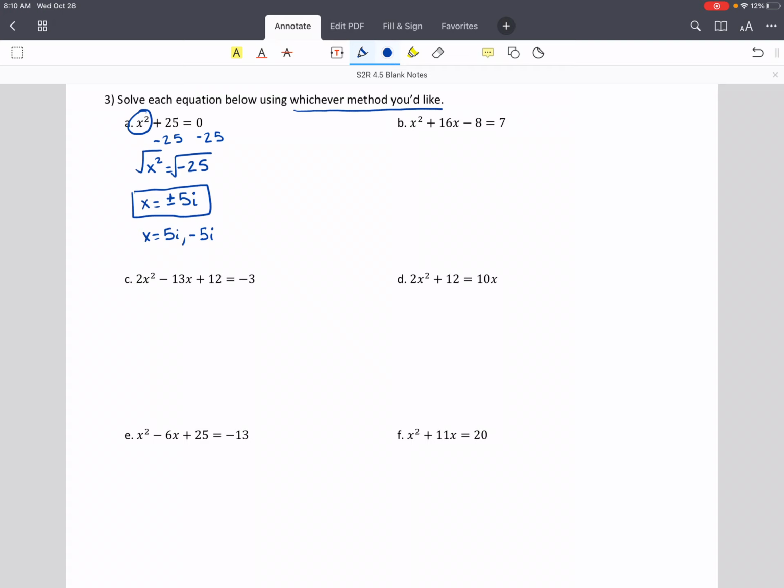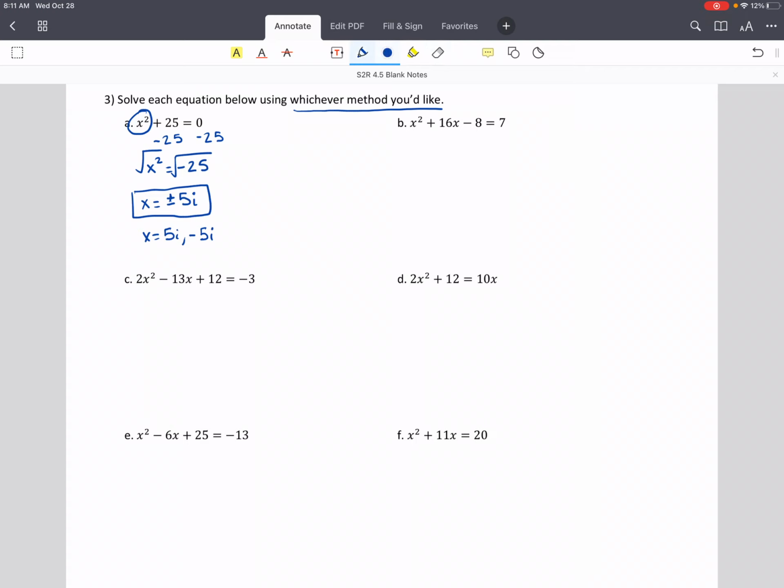Looking at part B, I can either go ahead and complete the square right now, or I can try to see if it's going to factor. If I want it to factor, I'm going to have to set this equal to 0 first. 16x minus 15 equals 0. Does anything multiply to negative 15 but add to 16? I think 15 and 1, but those both have to be positive, and this needs to multiply to be negative. So it turns out this doesn't factor.